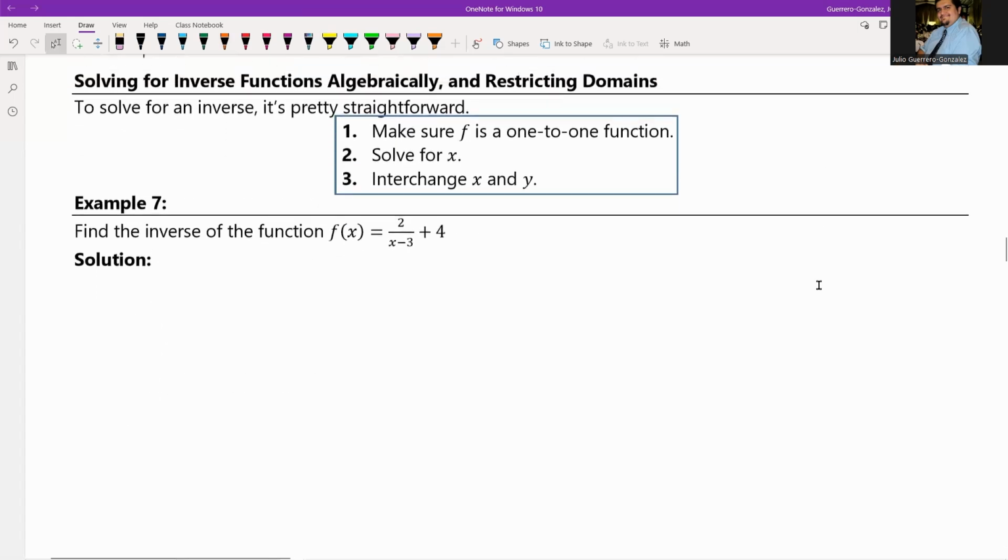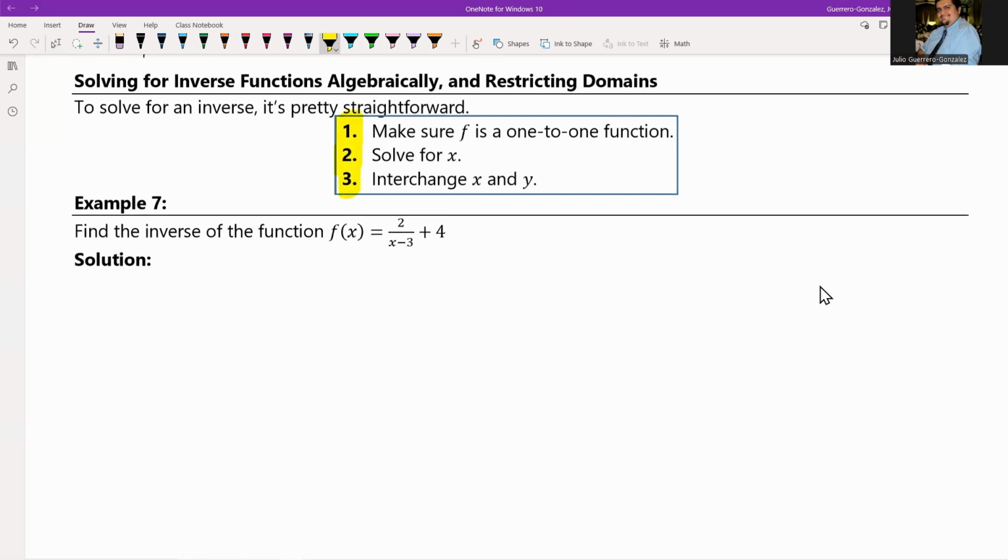Now, like I said previously, does every function have an inverse? No. But when they do, this is the process to find them. So the overall process to find an inverse, given that you have a function f of x, is these 3 steps.